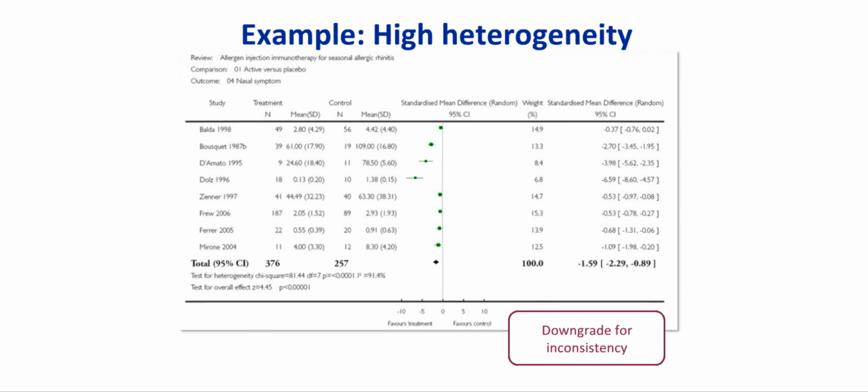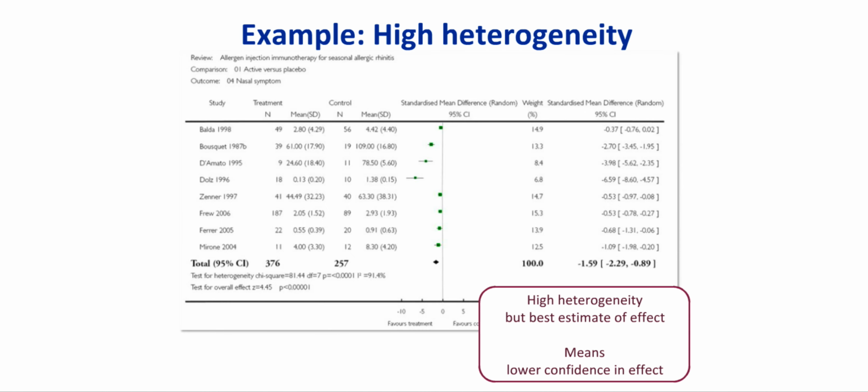If this inconsistency could not be explained, then most evaluators would downgrade the quality of the body of evidence for the actual effect that is determined here. The question always comes up whether one should not pool such results. However, the other question always remains: what is the best possible estimate of effect? If all of these studies were done in very similar fashion, the best estimate of effect would still be the pooled estimate of effect, but we would have limited or lowered confidence in this estimate of effect.